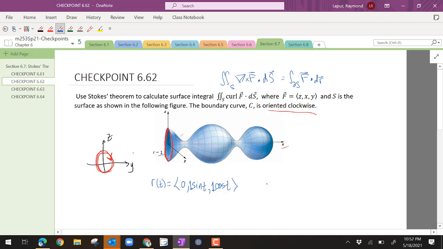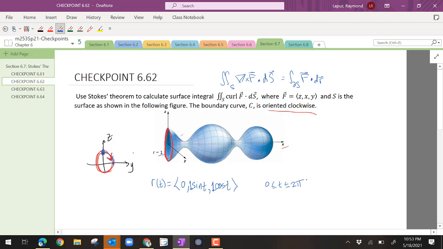When t is equal to 0, we are at 0 in the y and 1 in the z. And when t is equal to pi over 2, sine of pi over 2 is 1, so that would be 1 in the y direction, and cosine of pi over 2 is 0, and that would be here. So it does look like we're going in a clockwise direction. To finish off the whole circle, we're going to go all the way to 2 pi. All right, so this is our parameterization.